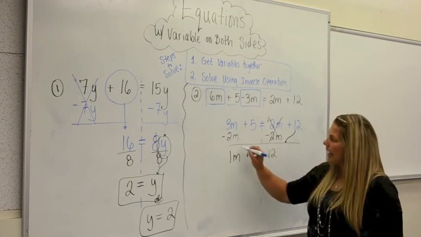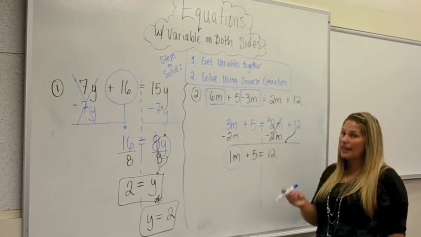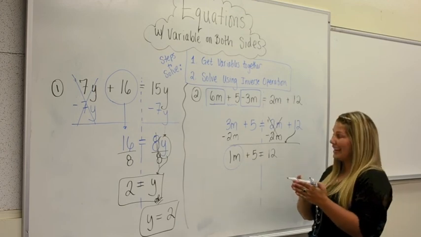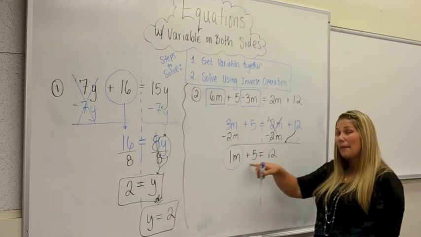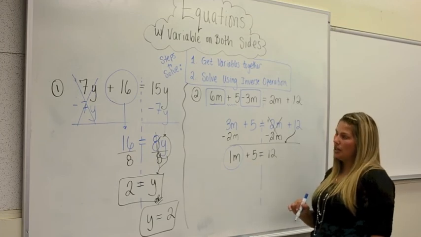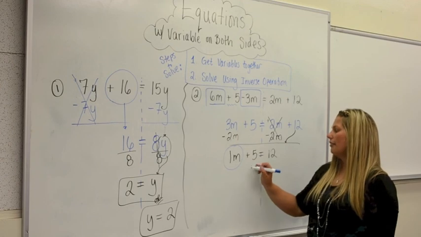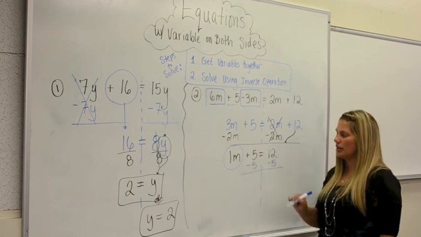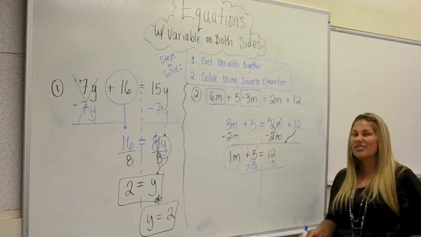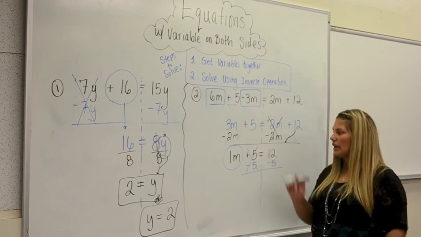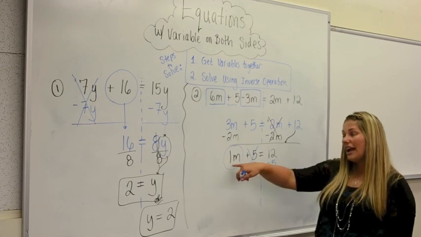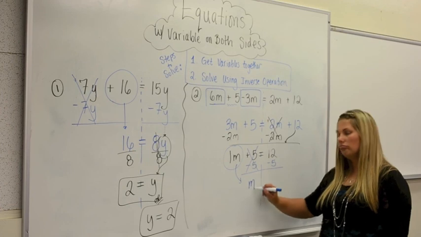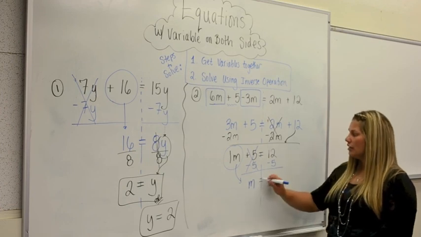So this 1m right here I need to keep by itself because now the m is already alone on one side, except I have that plus 5 still with it. So how do I get rid of a plus 5? Well, remember inverse of addition is subtraction. So 5 minus 5 is really nothing, so I can cross that out. If I have 1m, remember 1m is the same thing as just saying m. And over here, 12.